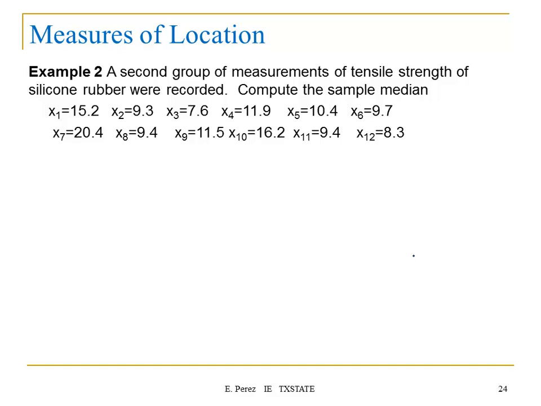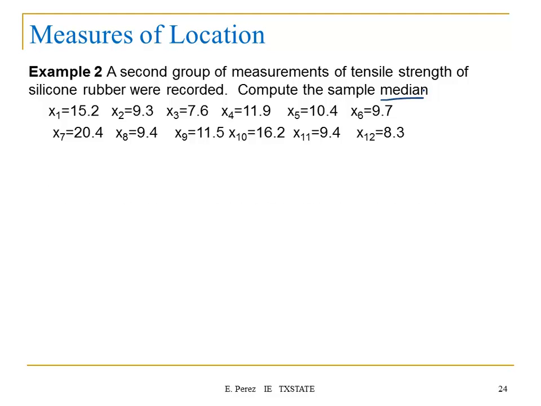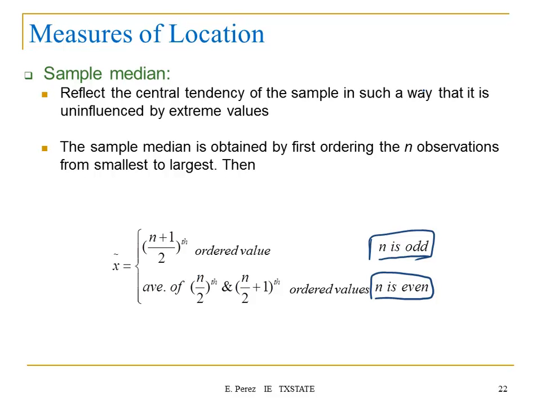Now, a second group of measurements of the same product were recorded. Now I want you to compute the sample median. So again, we can order those values in non-decreasing order. That's the first thing that you're going to do. The list of ordered values is here. You start with the smallest one and then go up to the largest value. Now you need to count how many units you have in this sample. In this case, we have 12, right? This is an even number, so we need to compute n divided by 2 and n divided by 2 plus 1.